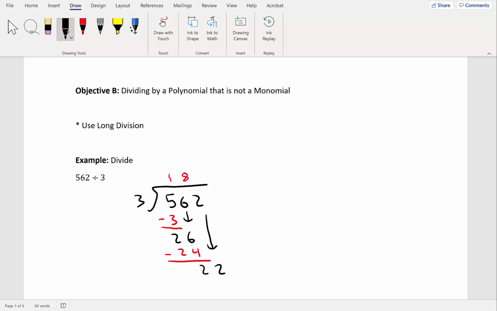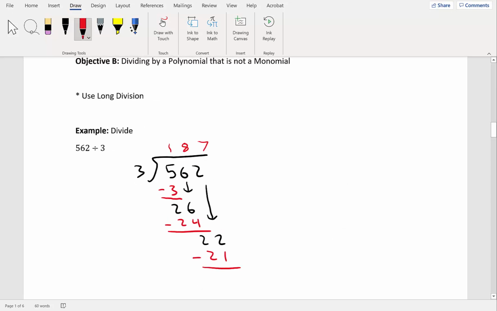Okay. And now you want to check what's the largest number we can multiply 3 by to get close to 22 without going over. In this case, it would be 7. So now 3 times 7, I get 21. And now let's subtract. So 22 minus 21, I get 1. And now notice we don't have any other numbers to bring down. So this 1 is our remainder.